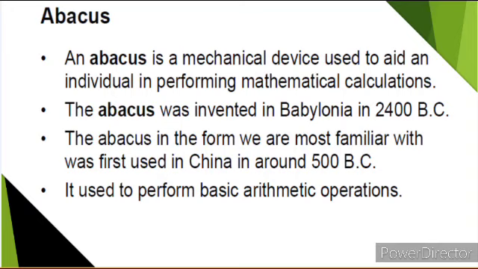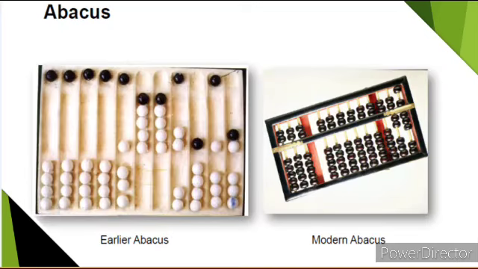Number two, abacus. An abacus is a mechanical device used to aid an individual in performing mathematical calculations. The abacus was invented in Babylonia in 2400 BC. Dear children, here BC refers to before Christ. The abacus in the form we are most familiar with was first used in China in around 500 BC. It is used to perform basic arithmetic operations.